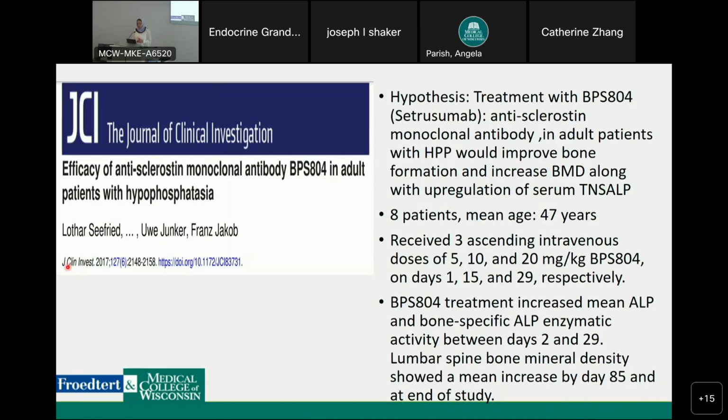There is BPS804, also called setrusumab, and it was tried in 8 patients with a mean age of 47. They received 3 ascending doses with improvement in the ALP enzyme activity between day 2 and day 29, and lumbar bone mineral density and femoral bone mineral density were also increased by the end of the study.